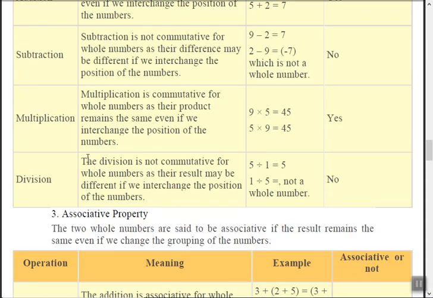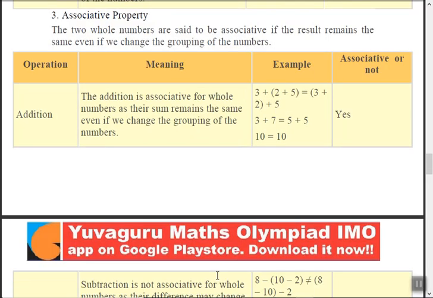Division is not commutative for whole numbers as the result may be different if we interchange the position. Means 5 divided by 1 is 5 and 1 divided by 5 is not 5. It is something different, 0.2. So the answers are different. That's why division is not commutative for whole numbers. In fact, for any numbers.